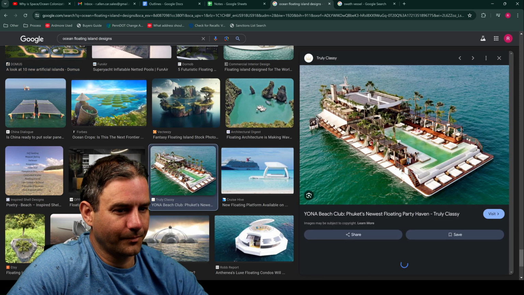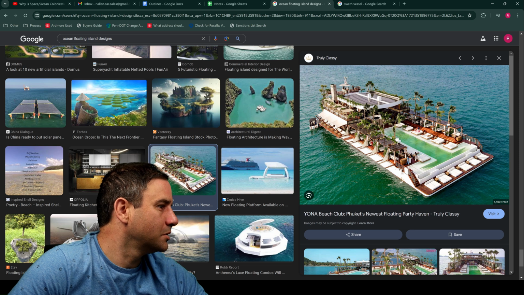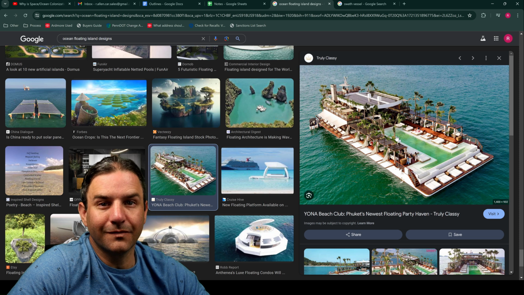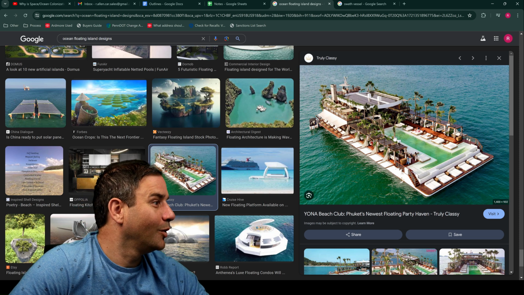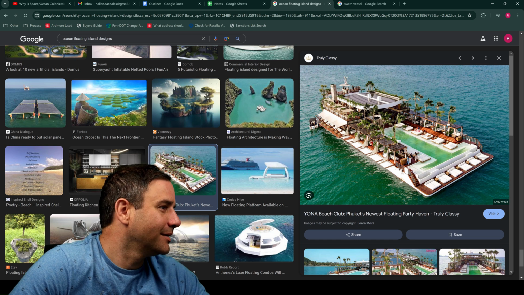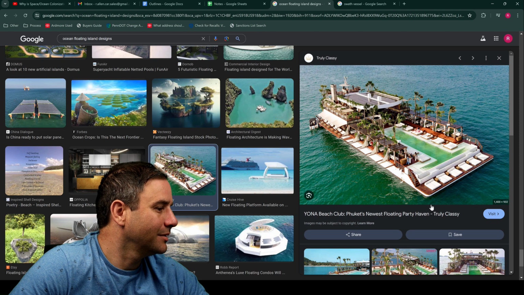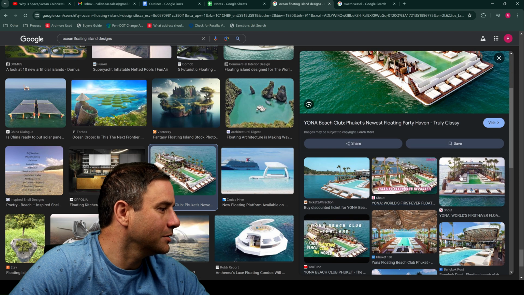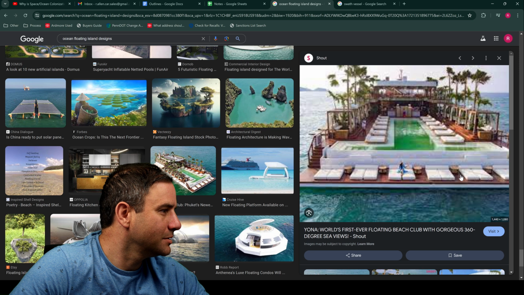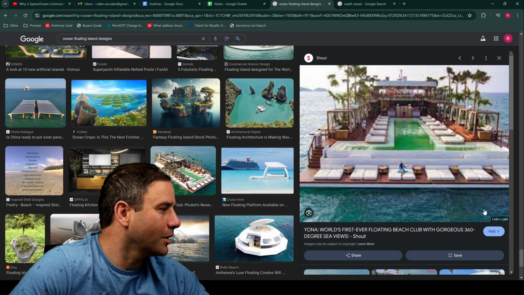What's this? Holy smokes! Yona Beach Club in Phuket. Wow, I like it. That's so beautiful. I wonder how. Wow, I wonder where the accommodation is. Oh gosh, I've never seen this before. How come it's not coming in clear? Where's my clear version?